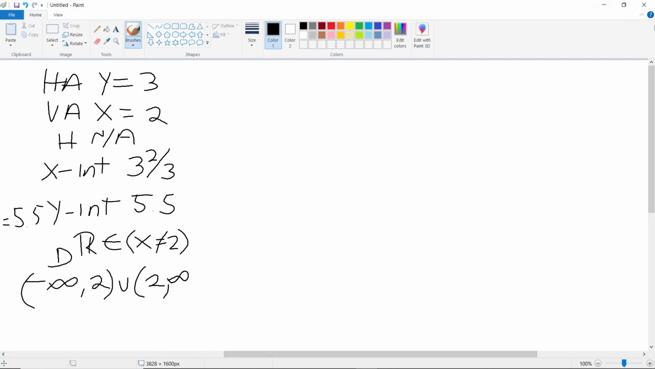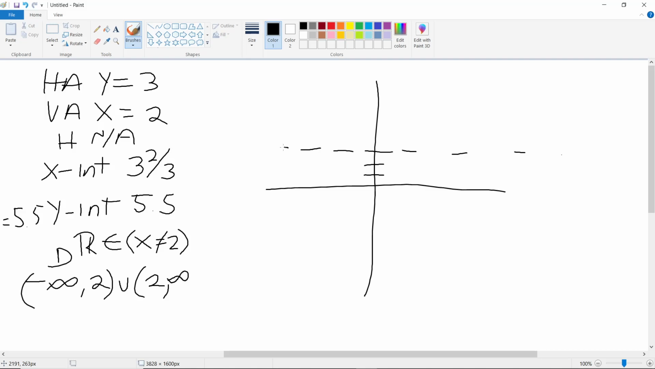So let's see, horizontal asymptote is y is 3. Vertical asymptote is x equals 2. Remember, this is -5 over a linear equation. So normally this looks like this, but this one has a flip. So it's going to look something like that.